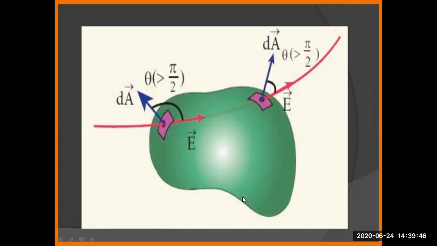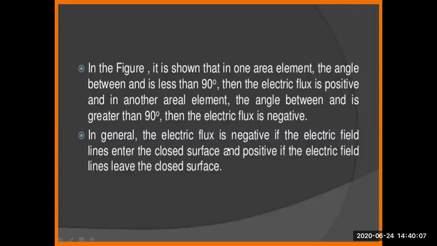Definitely there are a lot of these small rectangular areas where the lines are passing through. So we will have to take each and every area into account, calculating the angles, and then make a summation to get the net amount of flux. In the figure it is shown that for one area element, if the angle between E and the area vector is less than 90 degrees, the flux will be positive, and if it is greater than 90 degrees, it will be negative flux.